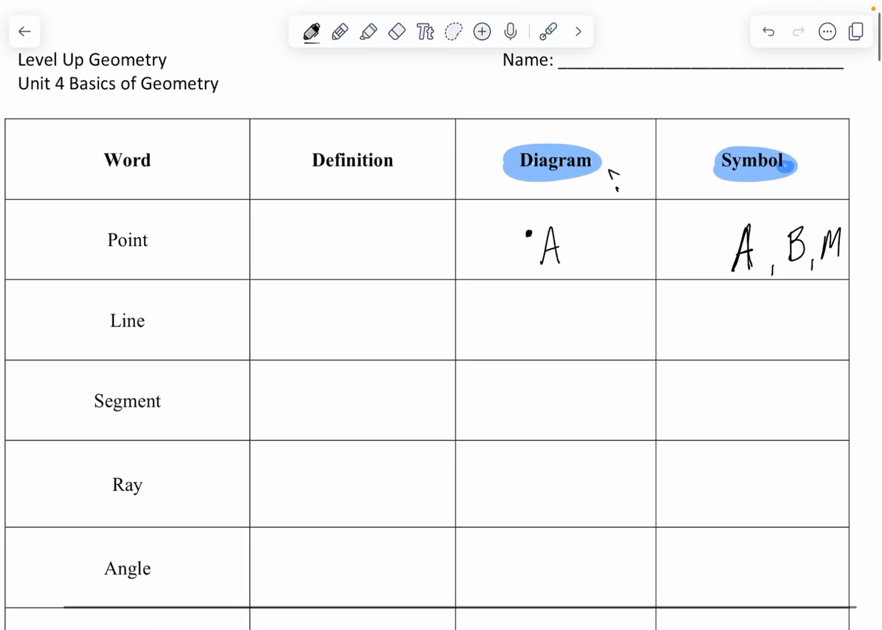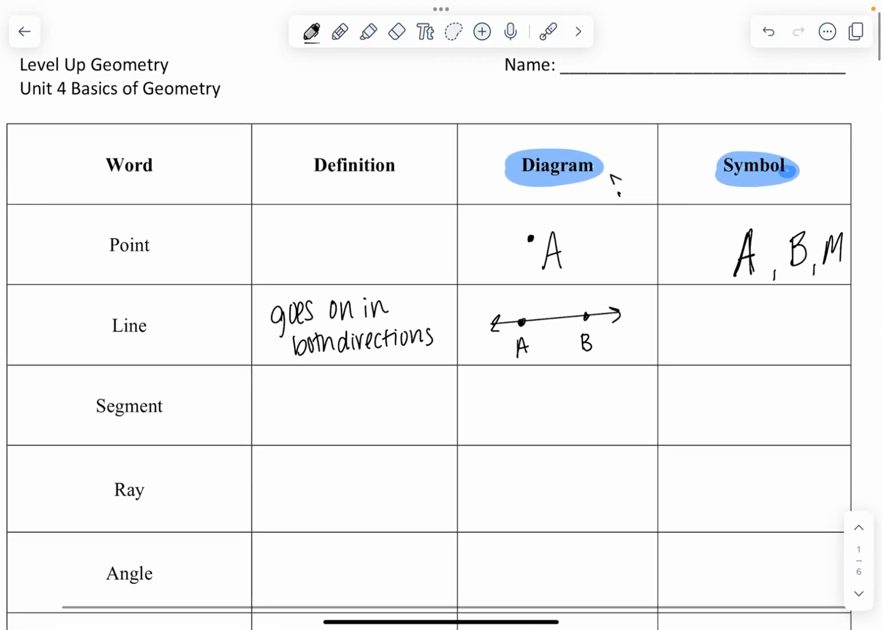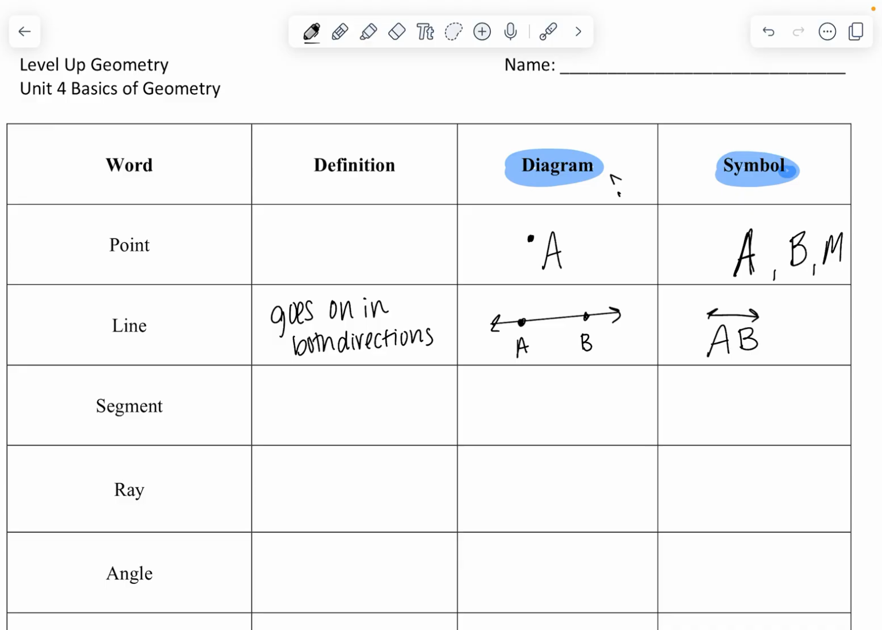A line just goes on in both directions. Okay, and then a line, obviously, but we have to have arrows on the end of it to say that it goes on in each direction. And then when you're using a line, you've got 2 points on it, and that's how we name it. So we'd say A, B, and the order doesn't matter. You can do B, A, and then just over the top of those 2 letters, you're going to draw a small line.